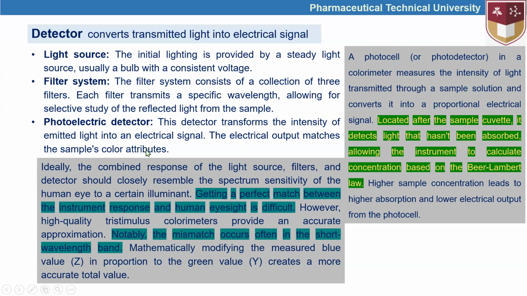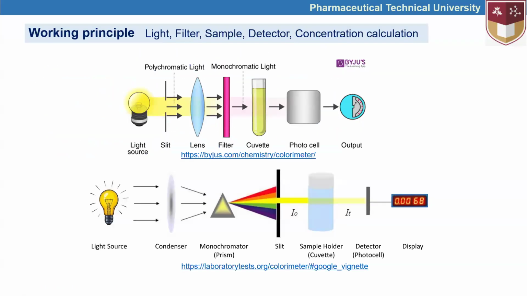And another name for photoelectric detector is photocell. Photocell in a colorimeter measures the intensity of light, as we talked. Located after the sample cuvette, it detects the light that hasn't been absorbed, that has been transmitted. And according to the Beer-Lambert law, okay, we can find out about the concentration of the compound based on the level of transmitted light.